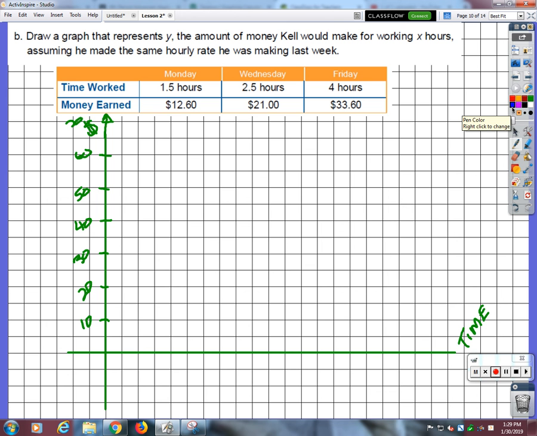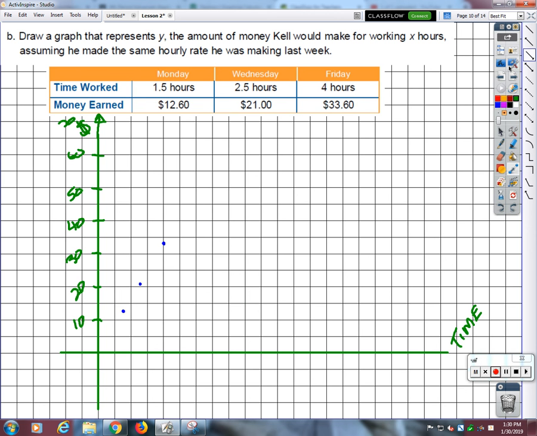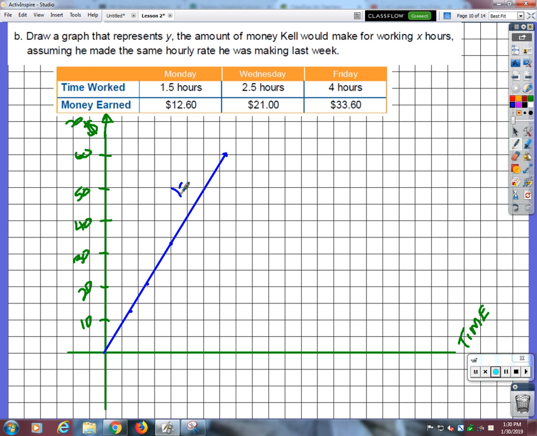So an hour and a half is going to be $12.60. So that's going to be right there-ish. 2.5 hours is $21. And 4 hours is $33.60. So there's 35. Okay, what do you guys think about that? Is that okay? Yes, thank you, Weston. Your reassurance is important to me. Okay, so there is my BFF Kel.